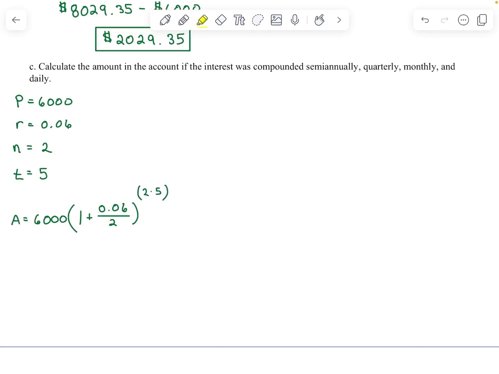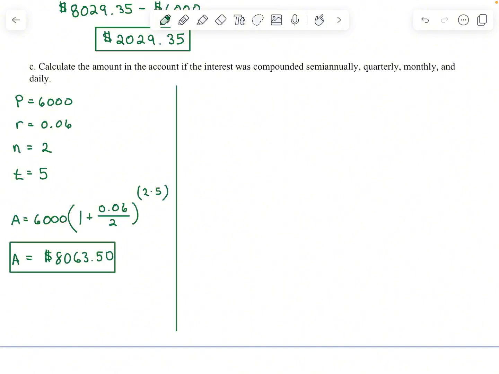So what's happening here is Jeremy will receive 3% interest for the first half of the year and receive the other 3% in interest the second half of the year. That's what the 0.06 divided by 2 represents. You can calculate this in Decimus and you will get that Jeremy has $8,063.50 in the account.